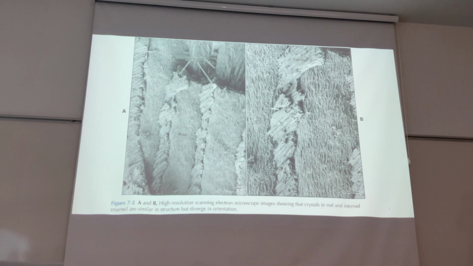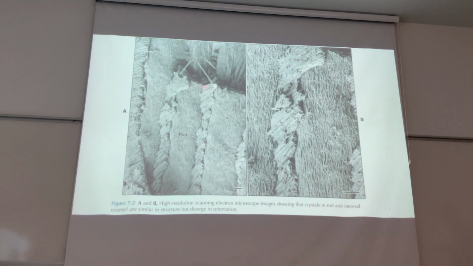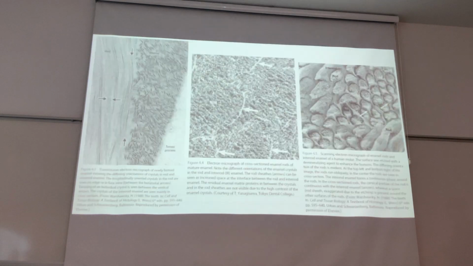Under the electron microscope, you can see a structure like this. This is our rods. As you can see, all of the rods and interrods here are composed of a high amount of crystals. Each of these structures is a hydroxyapatite crystal. Look here, we have the rods, and between the rods we have interrods. Look at this part. This is a key-like structure. Okay?